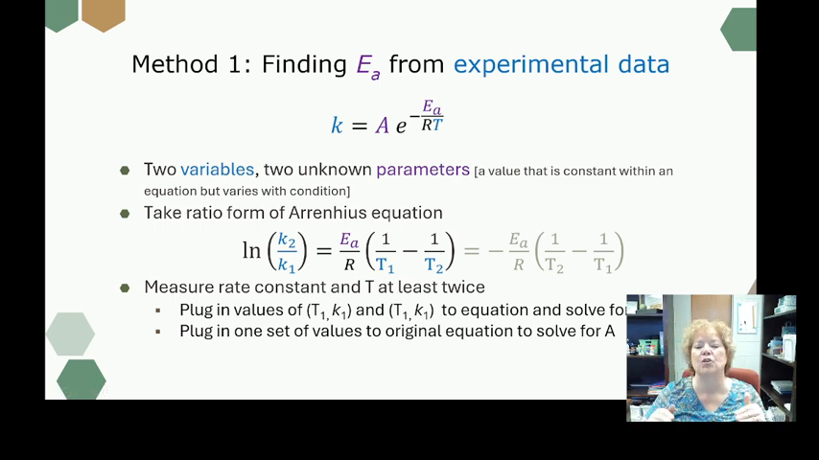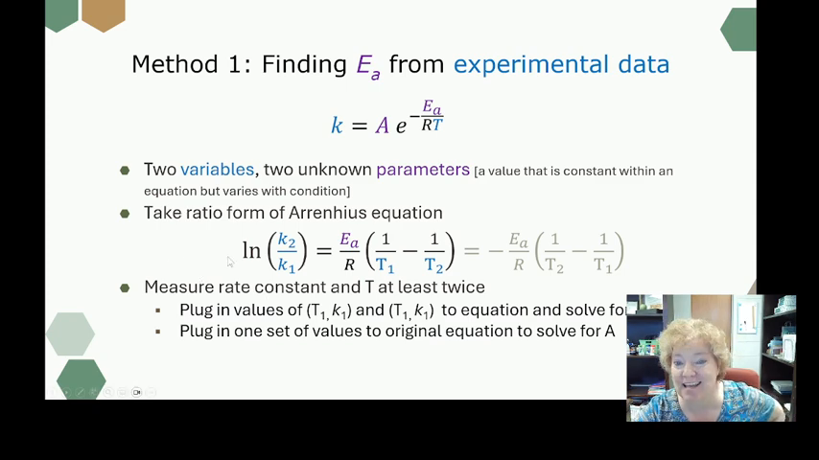I'm going to take the log form of this, the ratio form of this, and then I'm going to take the log of it. So I'm going to write this out for k2 is equal to A e to the negative Ea over R times T2. And then we do it in another condition, k1, T1. And then I take the ratio of them, and then I take the natural log of them, and then I do some rearranging, and I get this.